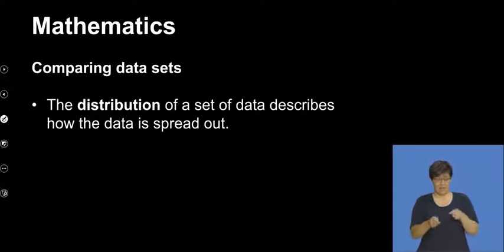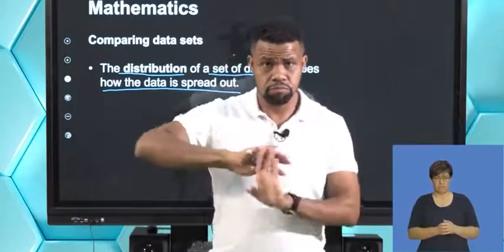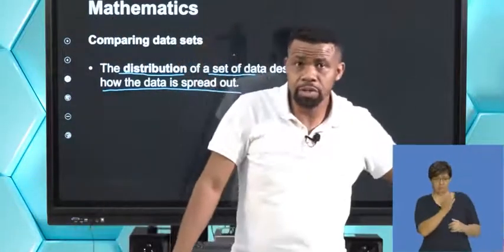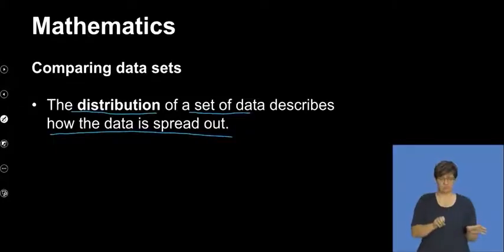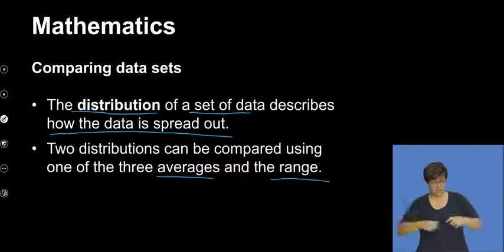Comparing data sets. So the distribution of a set of data describes how the data is spread out. How the data is spread out. Do you have more of the data above the mean or below the mean, below the median, and so on. Okay. So two distributions can be compared by using one of the three averages, and the range also.